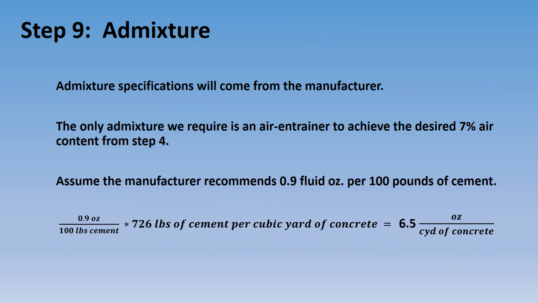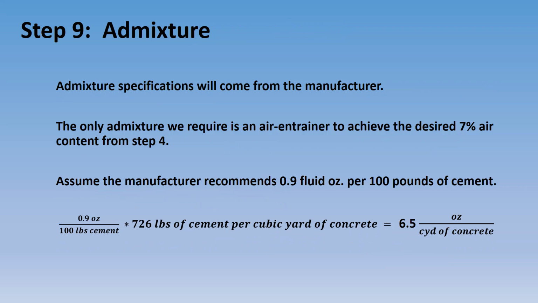Step 9 is to address the admixture requirements. Admixtures are chemicals to help achieve those properties, right? Next week is when we focus on admixtures, but those specifications will come from the chemical manufacturer. The only admixture we're using in this concrete is an air entrainer so that we can achieve that desired 7% air content from the earlier step.